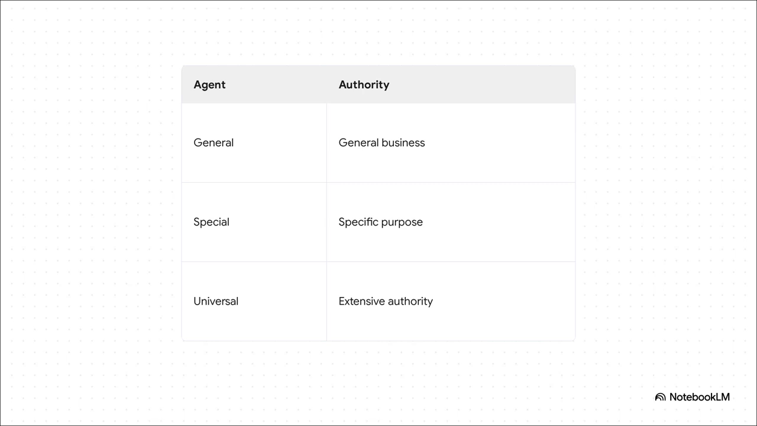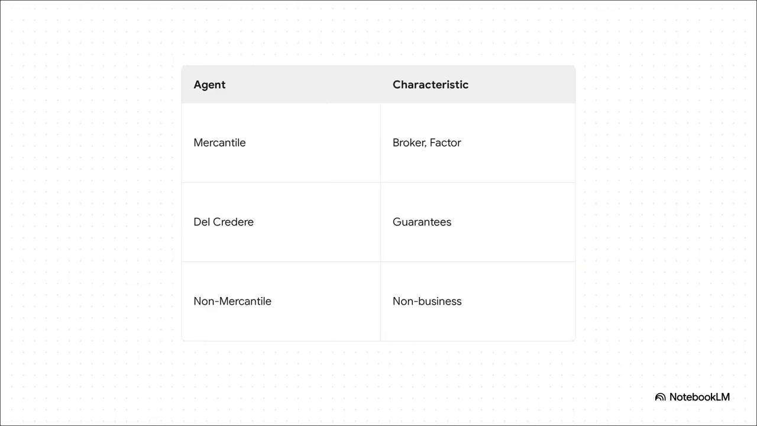Showing this graduation of power clearly on your paper proves to the examiner that you truly understand the scale of agency. Moving to commercial classifications, mercantile agents include your factors, brokers, and commission agents. Non-mercantile agents are simply those not engaged in business transactions. Think of an attorney, for instance.